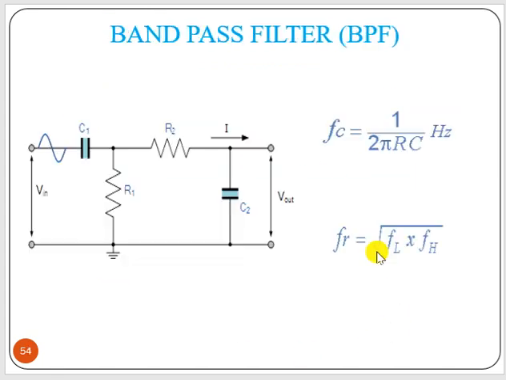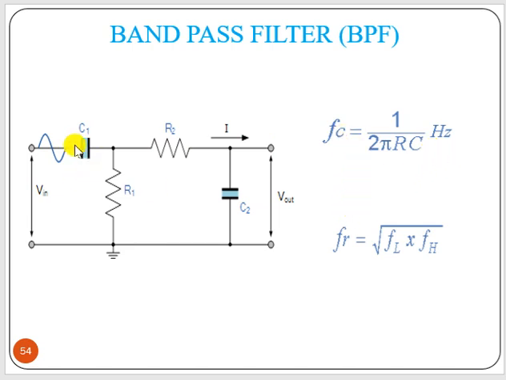Now another example of a band pass filter that we can have: this part is your high pass filter and this part is your low pass filter. If you connect these two, we can get a band pass filter example. This is a band pass filter. FC for this case is 1 by 2 pi RC.